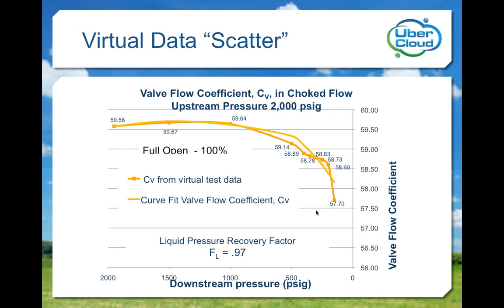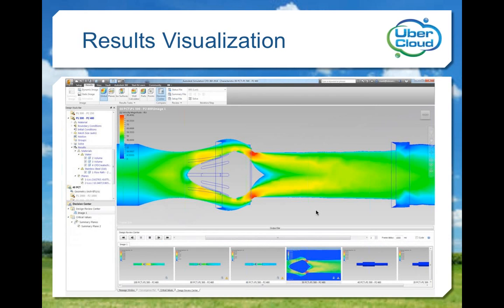As expected, the measured C sub V fell as the pressure drop approached the upstream pressure, indicating vaporization was taking place. The data smoothed to fit nicely with a curve that indicated this was a model with a very low recovery valve, again as I expected, with F sub L of 0.97.